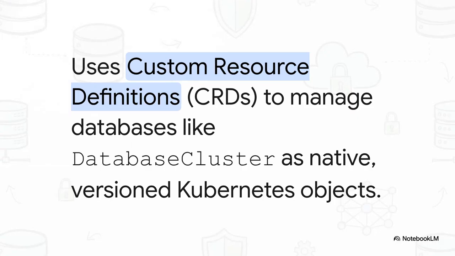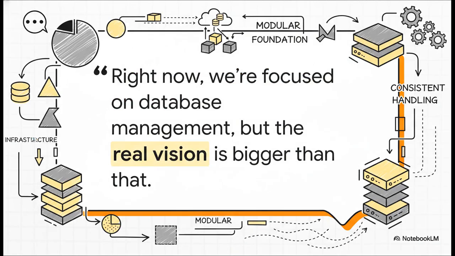Now, technically speaking, it does this using a powerful Kubernetes feature called Custom Resource Definitions, or CRDs. This basically lets OpenEverest teach Kubernetes about a new type of object, like a database cluster. And just like that, managing a super complex database becomes as simple and version controllable as any other basic Kubernetes resource. It's brilliant! And the team's vision is even bigger. As one of the maintainers, Sergey Pronin, put it, they're not just thinking about databases. They're building a flexible, modular foundation that could one day manage all kinds of complex data infrastructure, giving you one unified way to handle your entire data stack.